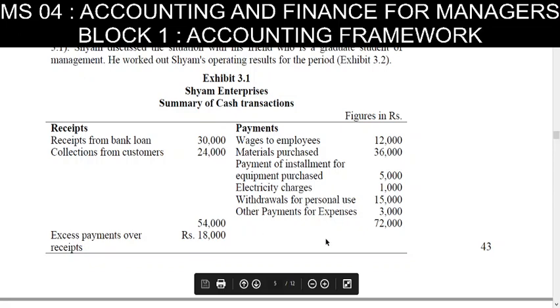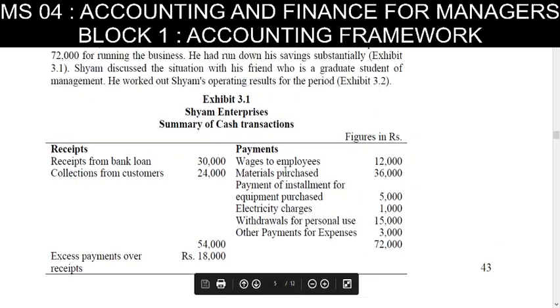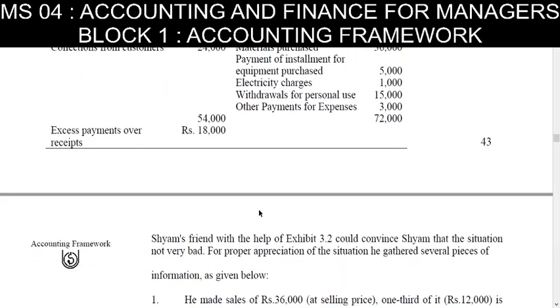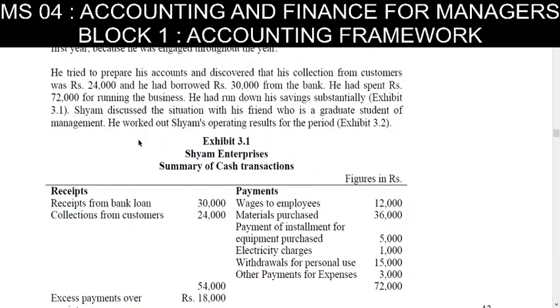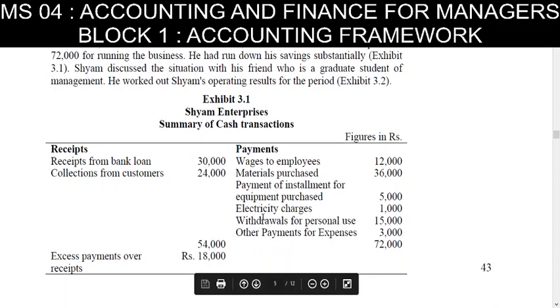There is an excess of payments over the total receipts by 18,000 rupees. From this, what we understood is he had run down his savings substantially. He is short of cash. That is the final gist of these figures.